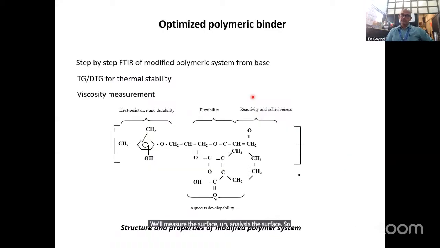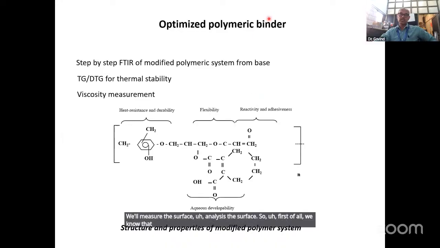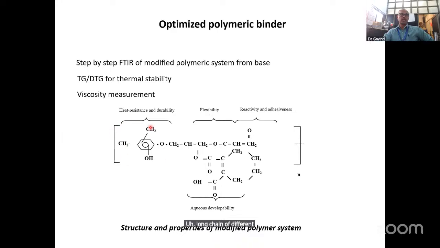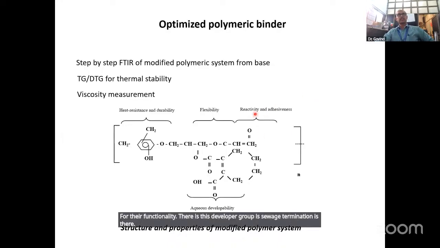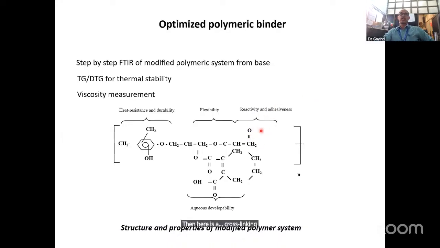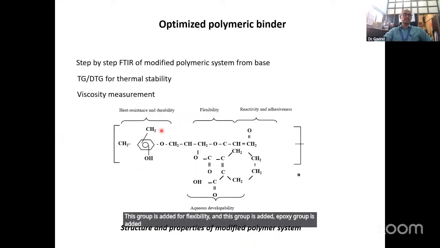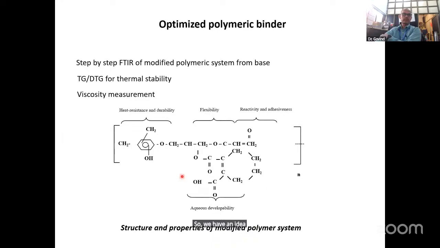First of all, we know what the polymer composition is. A polymer is simply a long chain with different functional groups attached for their functionality. There is an aqueous developer group with COH termination. Then there is a cross-linking double bond acrylic group, added as a cross-linking agent, which helps give reactivity as well as adhesion. This group is added for flexibility, and an epoxy group is added for heat resistance. So we have an idea about this polymer system.